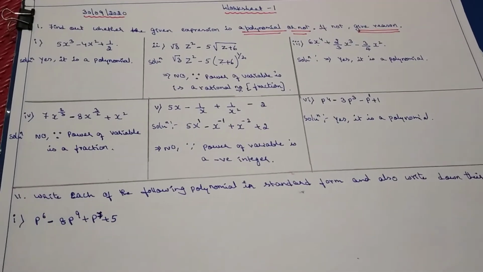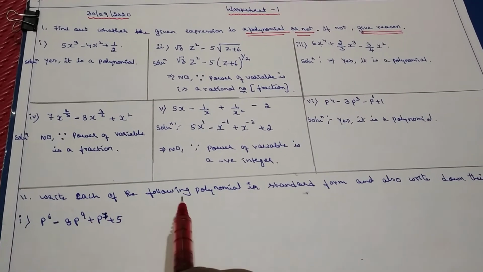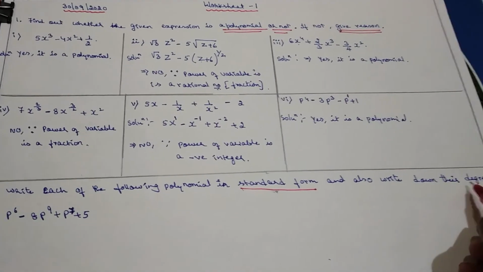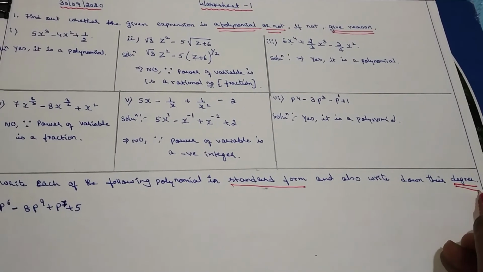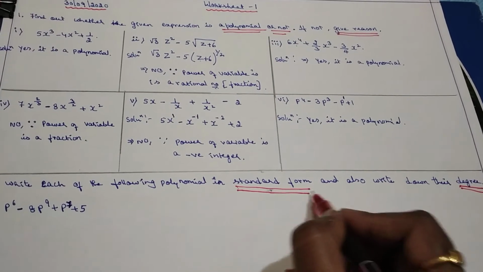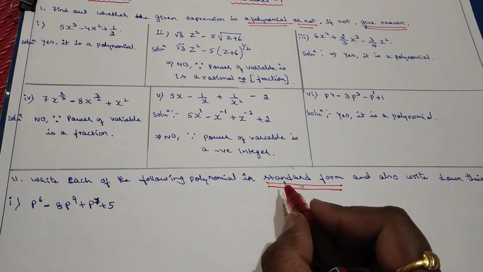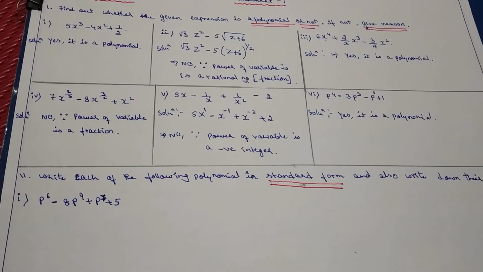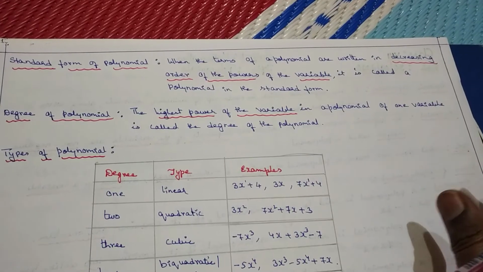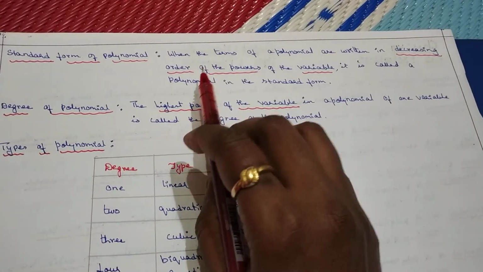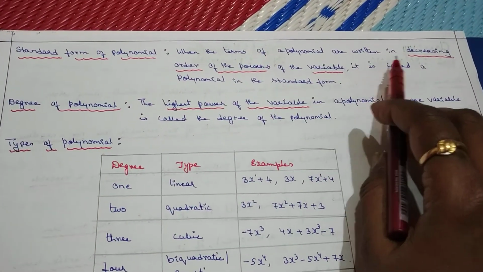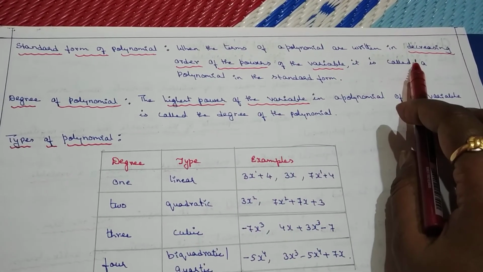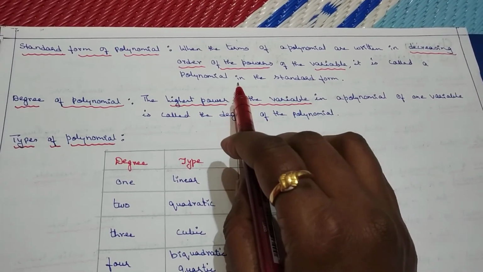Clear? So heading given, write each of the following polynomial in standard form and also write down their degree. So you should write into standard form and also the degree. Keep in mind, children, first you need to write in standard form and then you should mention its degree. Then we'll recall the definition of standard form. So what does the standard form definition state? When the terms of a polynomial are written in decreasing order of the powers. So power of variable should be written in decreasing order. Then it is said to be a polynomial in standard form.